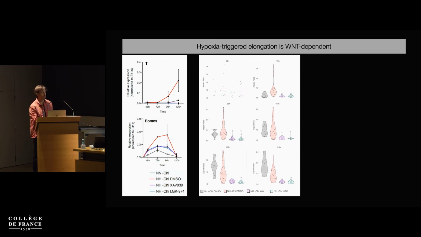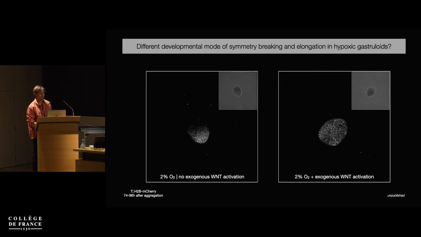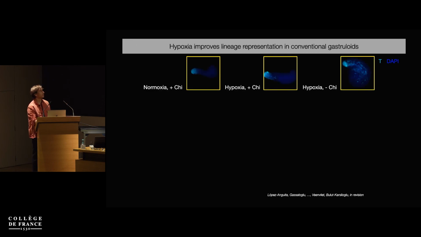So we really show that it's Wnt dependent, and here you actually see this by live imaging. You see we get these two classes under hypoxia, elongating and non-elongating structures, but if you block Wnt under hypoxic conditions, the structures never ever elongate. What's very interesting here is that the way that the structures break symmetry is actually distinct between just hypoxia-induced Wnt and exogenously supplemented Wnt, and in this case it's much more in vivo-like.